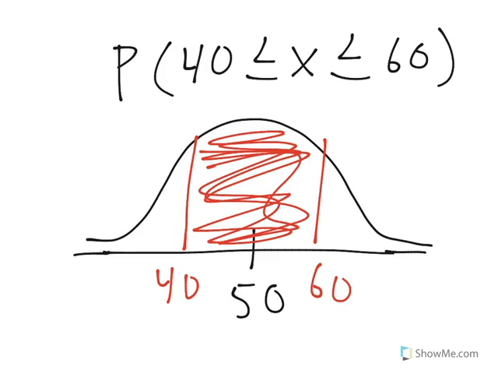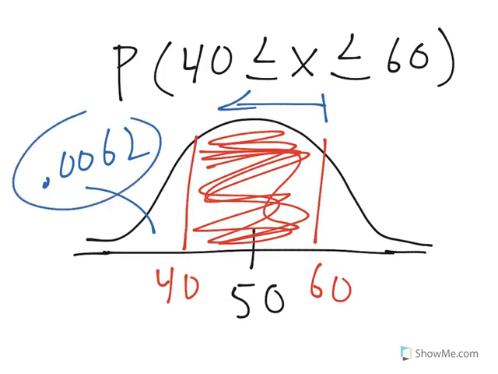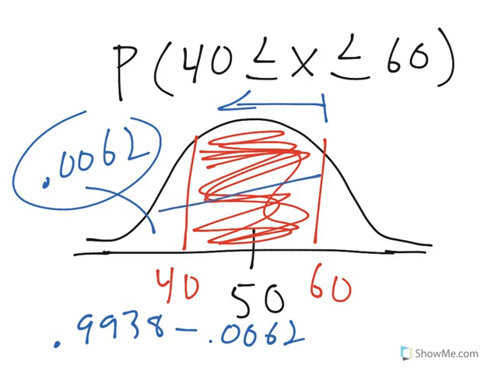Well, how can I find that? We already know this area is 0.0062 because we've done it a few times now. What I need to do is find from here over and then subtract this piece out, right? So if I go into Excel and put a 60 and a 40 in my code before, I get 0.9938, and then I'm going to subtract out 0.0062, right? Because 0.9938 is from here, all of this.